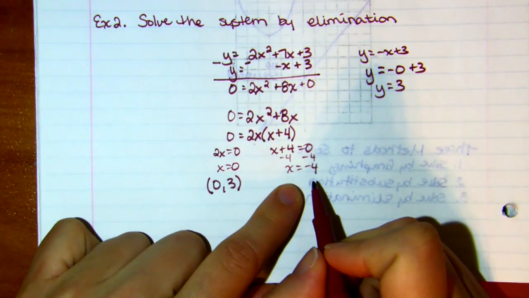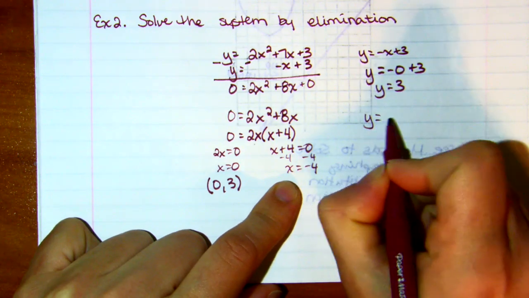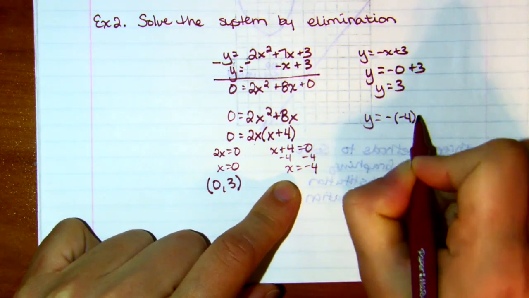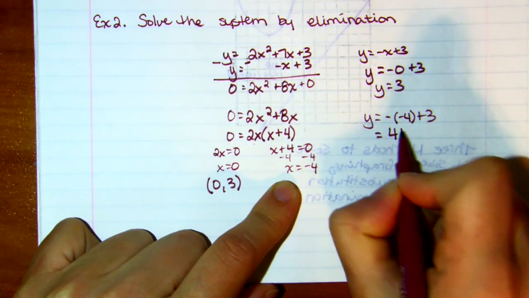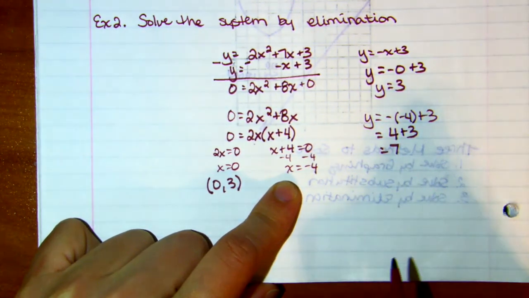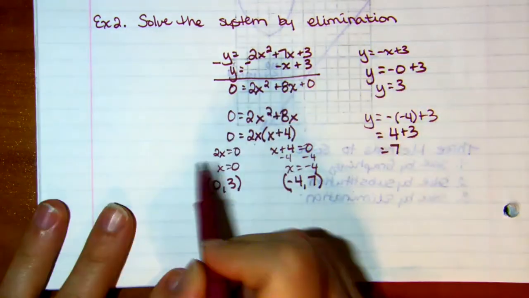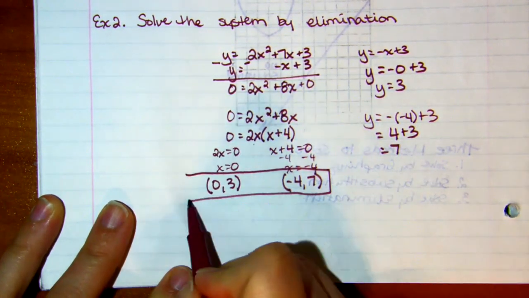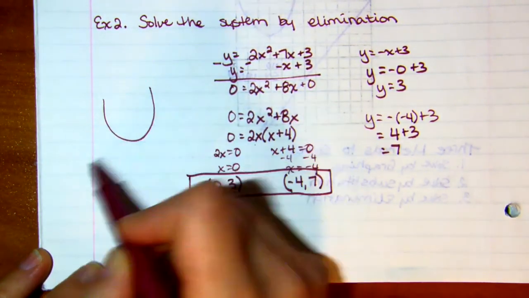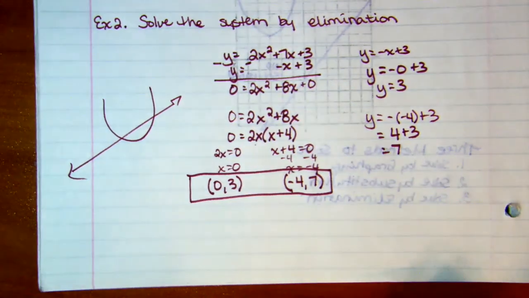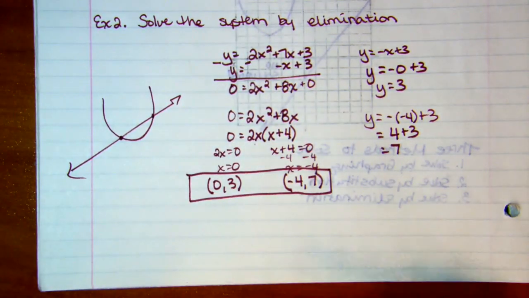My other solution would be if I put in -4. So y equals -4 plus 3. I get 4 plus 3, which is 7. So my other solution is (-4, 7). So these are my two solutions for this system. This was another one where I had a parabola and a line that crosses, so I have two intersection points.